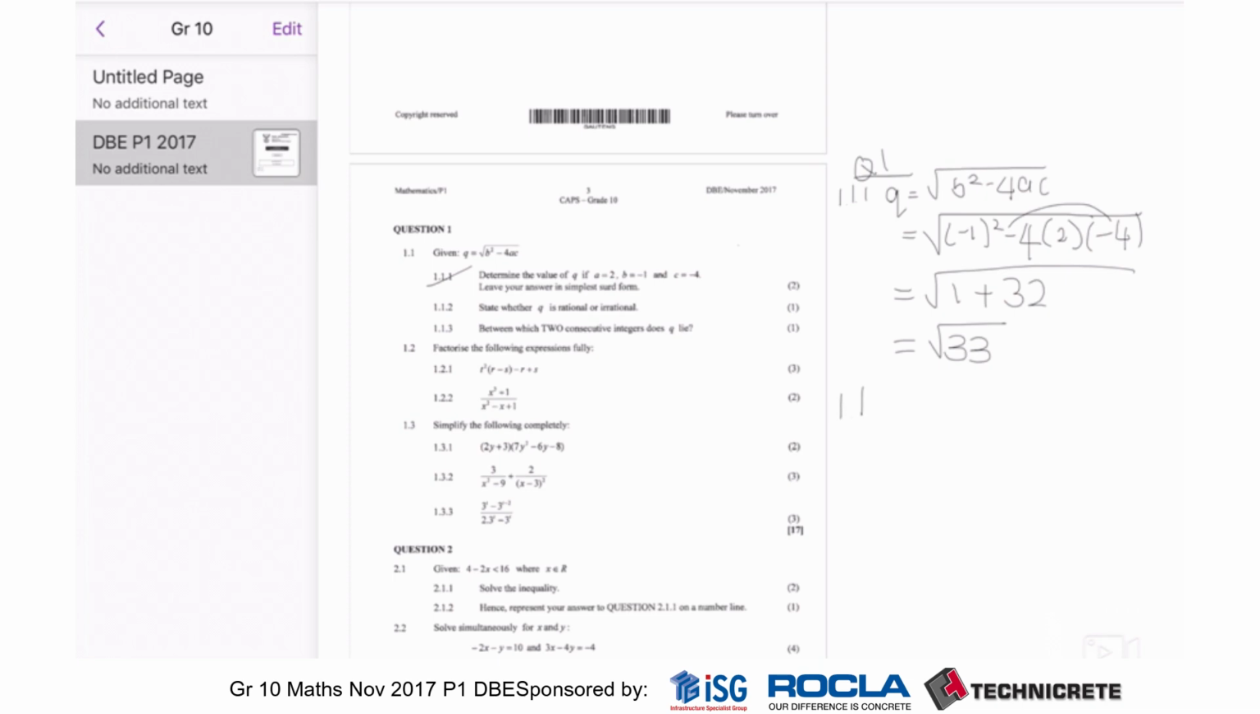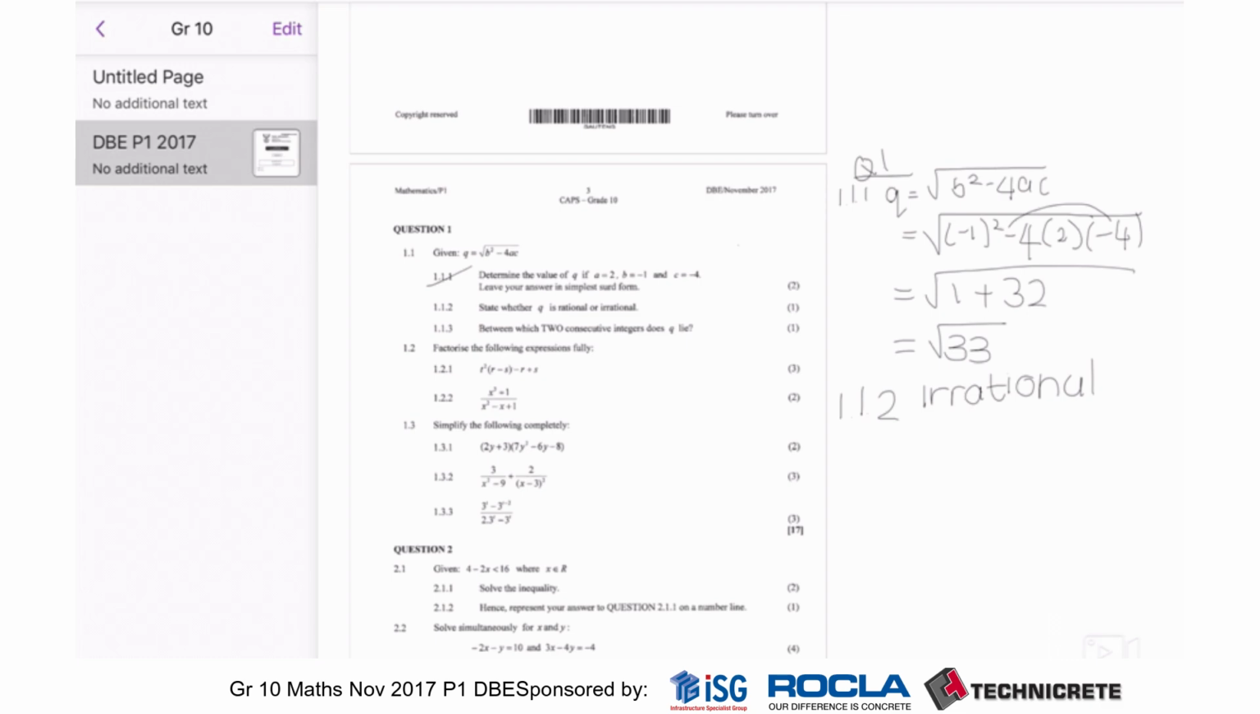Question 1.1.2 says state whether q is rational or irrational. So this is irrational. If you want to understand the difference between rational and irrational, you have to think about what a rational number is firstly. A rational number is a number that includes any whole number, a fraction, or a decimal, whereas an irrational number is a number that cannot be turned into a fraction. So it's a number that doesn't fit the definition of a rational number.